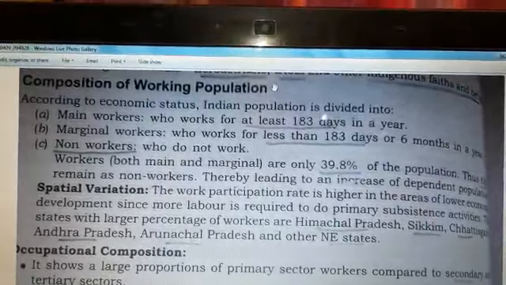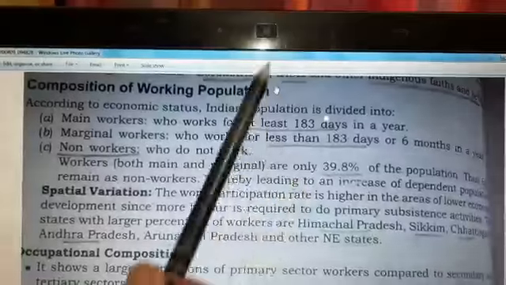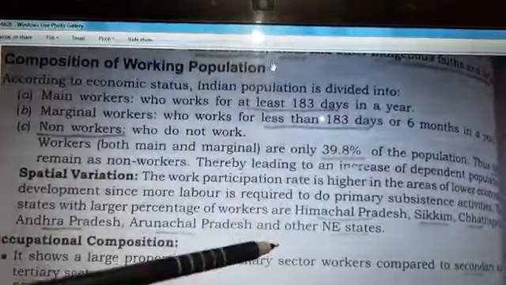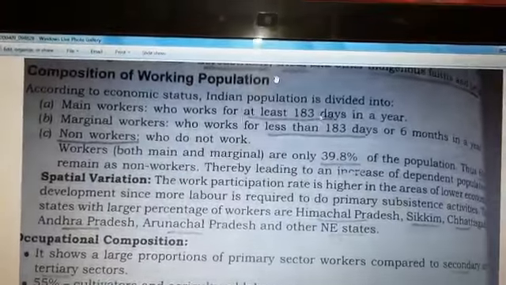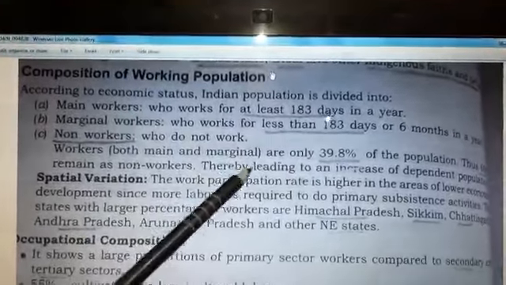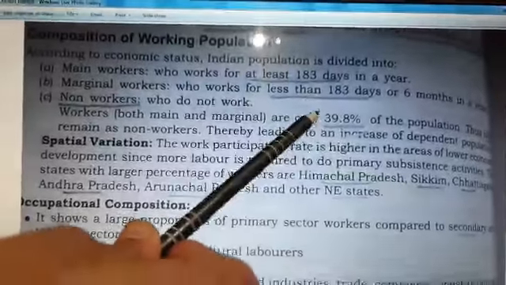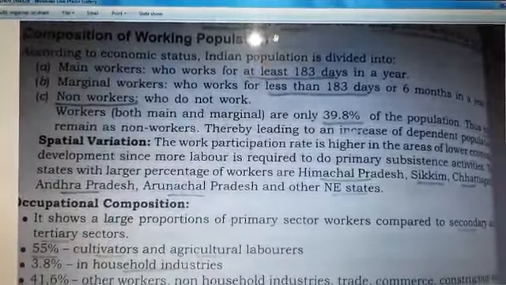It means the 60% remain as non-workers. It means here we have dependent population. Who are the dependent population? Who depend on the working population. So 60% are more than 40%, right? So the dependent population is more and the independent population is quite less, right?